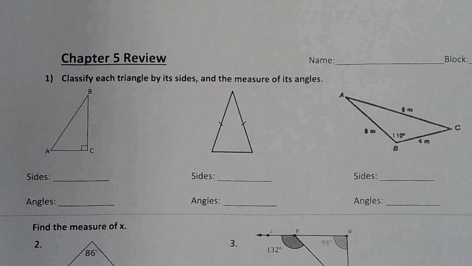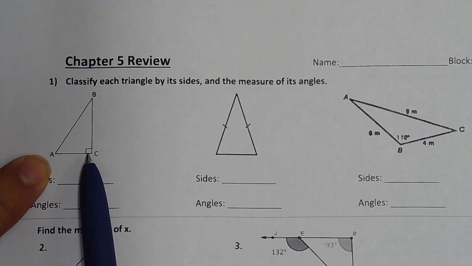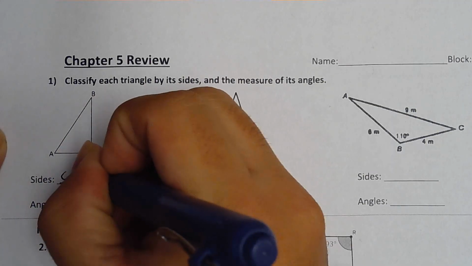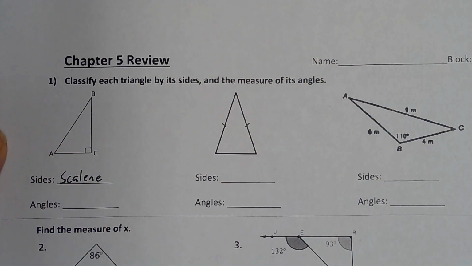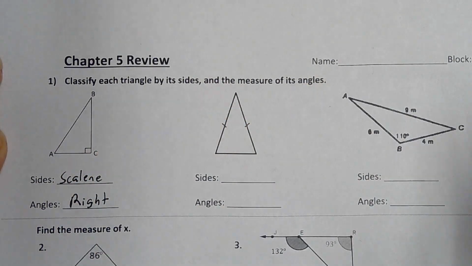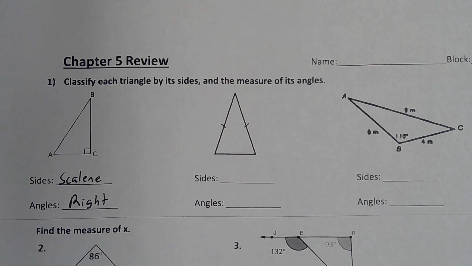All right, let's get started. Looking at its sides, what type of triangle is this? Oh, that's the angle. What about the sides? Scalene, perfect. That is called a scalene. Now, what about its angles? Right. A scalene right triangle. Scalene means no congruent sides, and it has a right angle, which is why it's called a right scalene triangle. Any questions on that one?